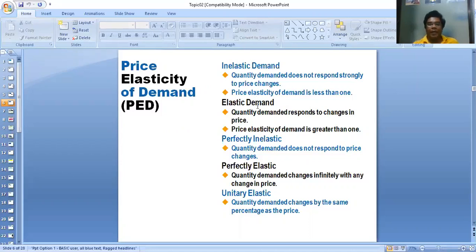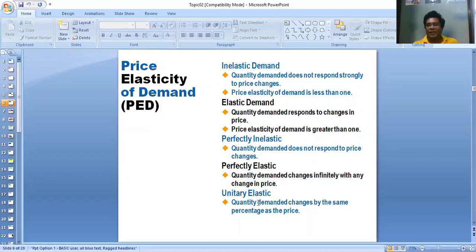then it is relatively elastic demand. Okay. Next, perfectly inelastic. If a 1% change in price causes a 0% change in quantity demanded, that means no change in quantity demanded, then it is perfectly inelastic. Then next is perfectly elastic. It refers to when a 1% change in price causes an infinite amount of change in quantity demanded. All right, then it is perfectly elastic.